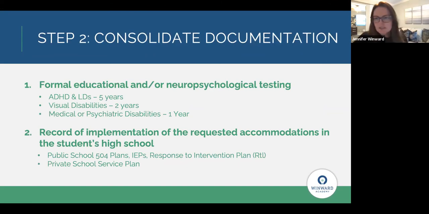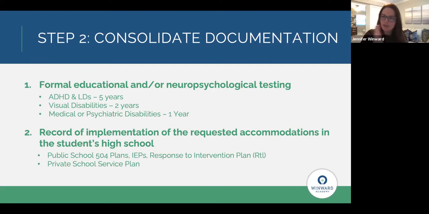Now you'll notice this is very similar to what you have to organize for ACT, but the years are different. With College Board, they're a little bit more flexible. They will accept any type of formal testing in the past 5 years for ADHD or any other learning disability. 2 years with visual, right? Remember with ACT, they were 3 and then 1.